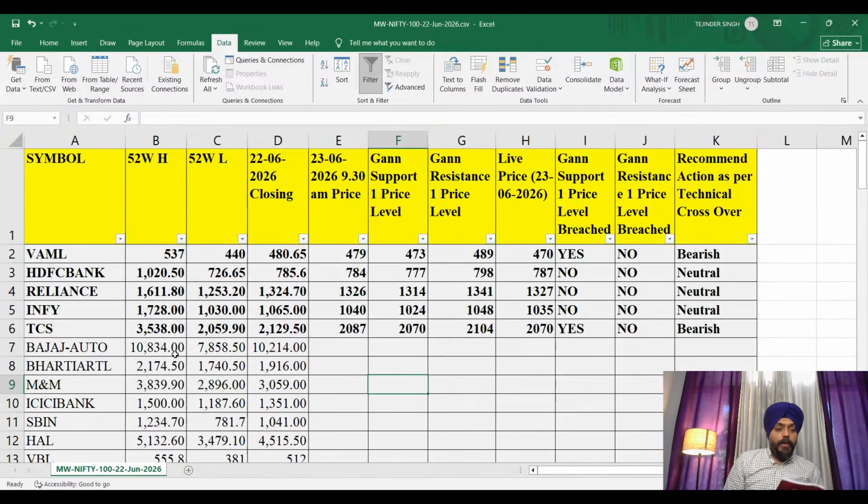Okay, so I hope with these 5 stocks you are somewhat clear. Now let's do it for the next stock. The next stock is Bajaj Auto. Bajaj Auto, let me share my screen. Now we will select Bajaj Auto.